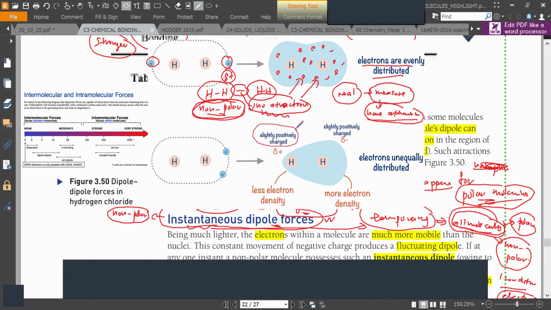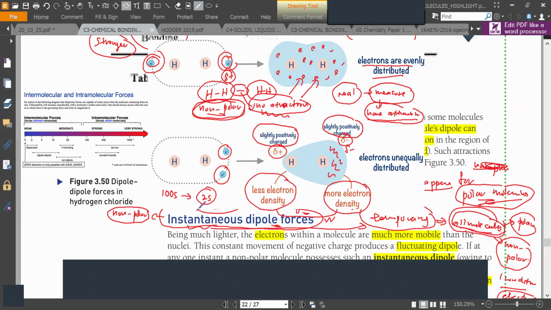So sometimes they move slightly to one side. You see this one, they have two electrons. Normally these two electrons are evenly distributed, but they are moving all the time. Let's say out of 100 seconds, for 2 seconds they are unevenly distributed. Now it will give us a slightly negative charge here and a slightly positive charge here, so more electron density, less electron density. It just happens maybe in 2 seconds, or 1 second, or 0.5 second out of 100 seconds.